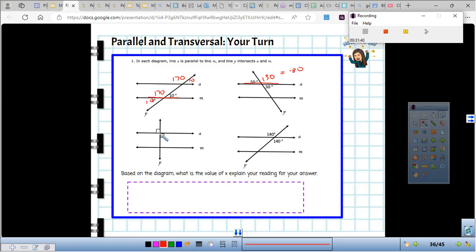Okay, these two right here, that's a 90. So this one has to be a 90 also. So they all are basically 90s. Looking at the straight line here, that's 140. This one has to be 40. And all the small angles would be 40, and all the big angles would be 140.